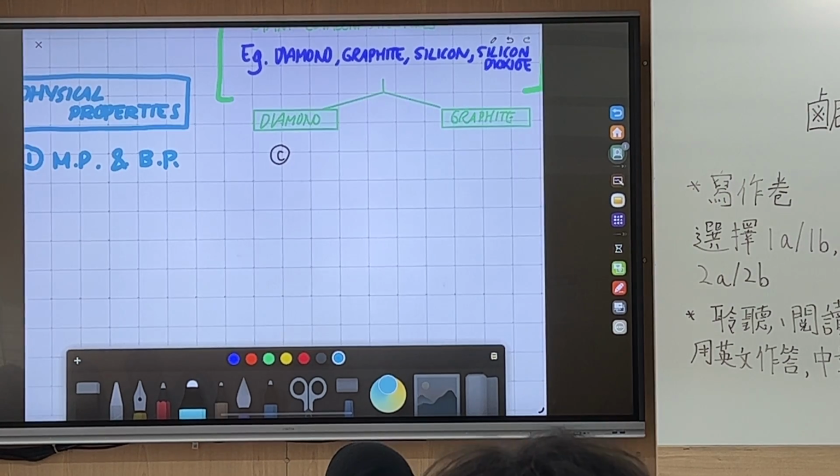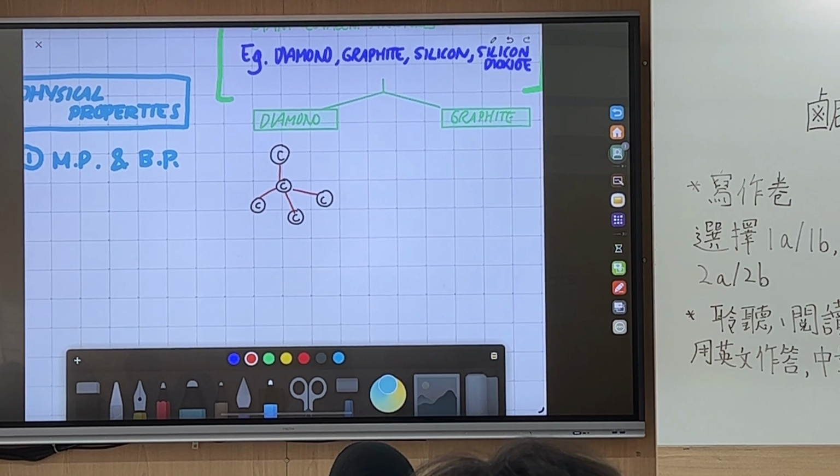So can you put diamond here? Just draw a small section of it, and I ask you to draw a very large structure of it. Just draw maybe three tetrahedron here, or tetrahedra. So, this is what we call a tetrahedron. A tetrahedron has all 6 sides equal.